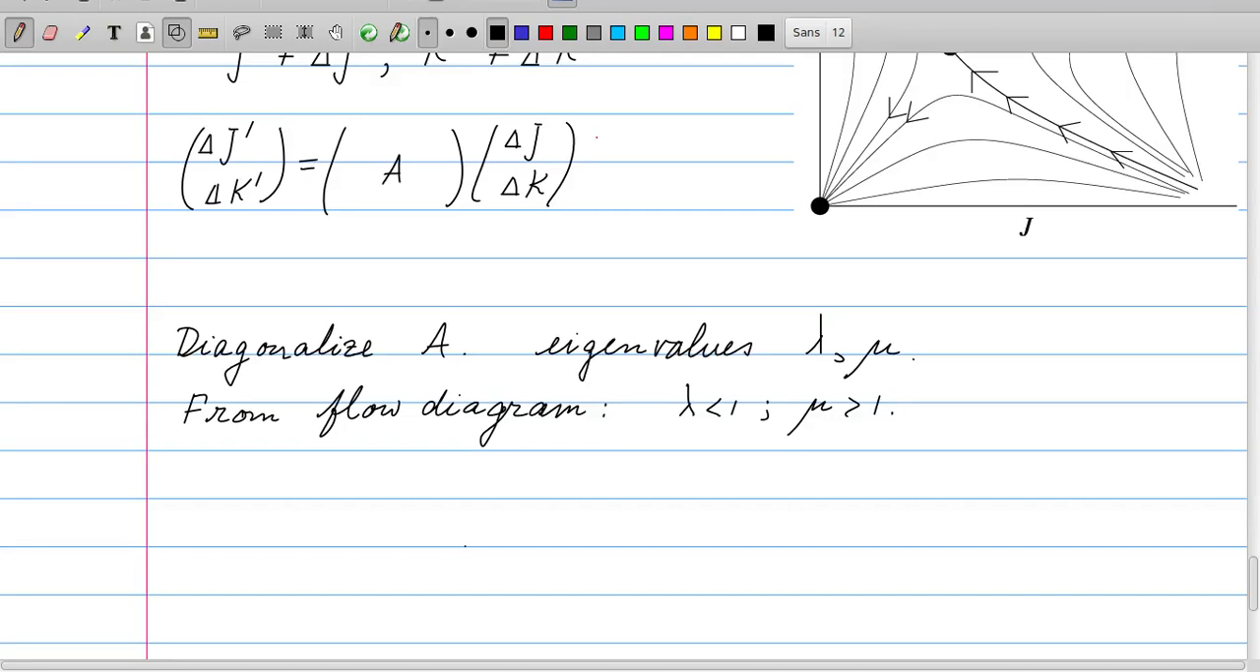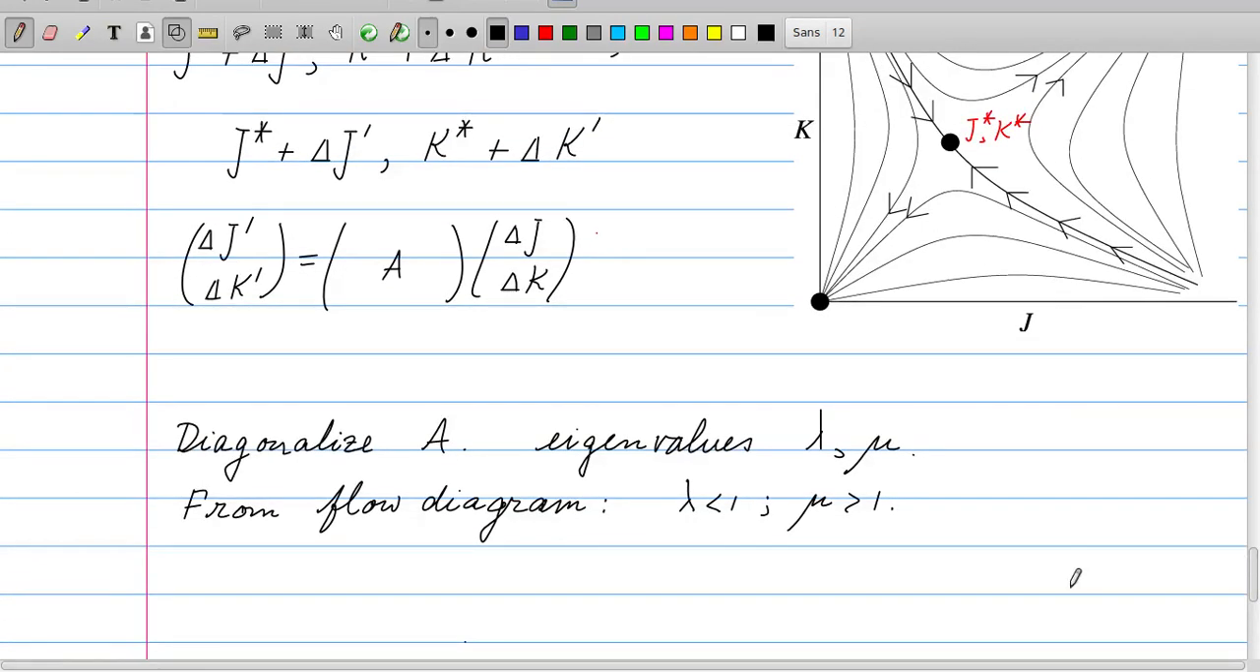And if we diagonalize that matrix A, we find useful information about the mapping. We find two eigenvalues, lambda and mu. And if we inspect the flow diagram, we can identify the eigenvectors corresponding to those, because we expect that a vector pointing in this direction will become larger but not change its direction too much. So there should be an eigenvector in the vicinity of this one, and you see that it will grow because we move away from the fixed point. So there will be one eigenvalue, mu, which is larger than 1.